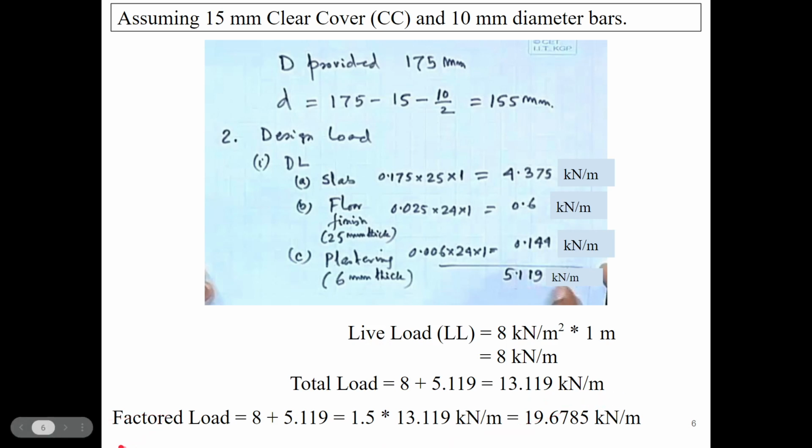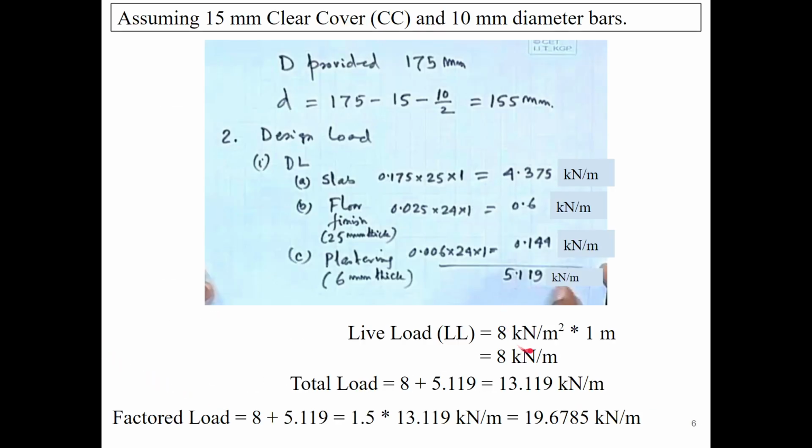Right? And for finding the factored load, we just multiply this by the partial safety factor. So we multiply it by 1.5. So we overestimate. Multiplying 1.5 with 13.119, sorry, I should multiply it here also by 1.5. So it should be 1.5 into 13.119 kilonewton per meter, which comes to be 19.6785 kilonewton per meter.